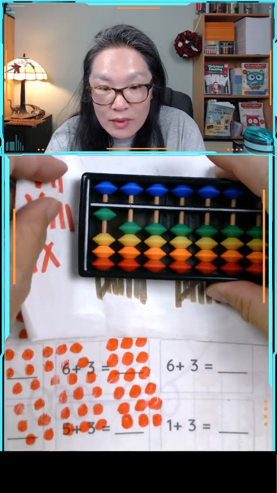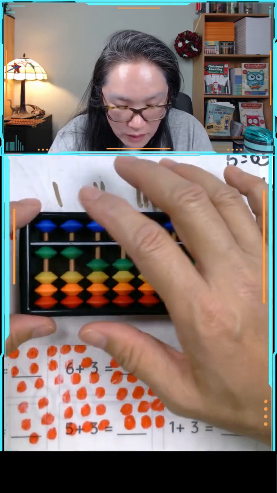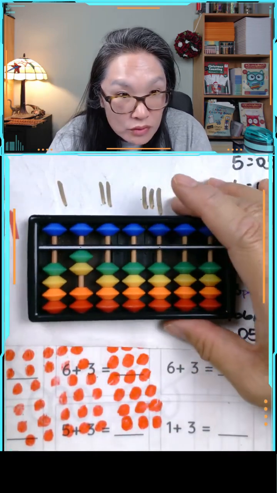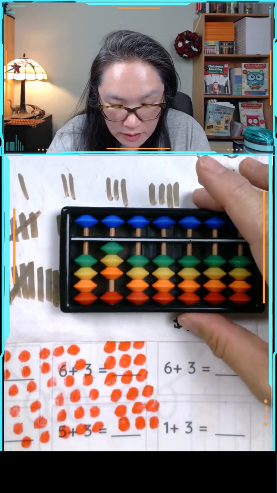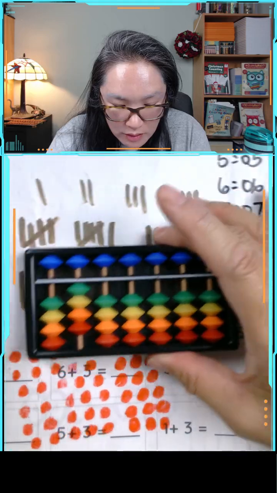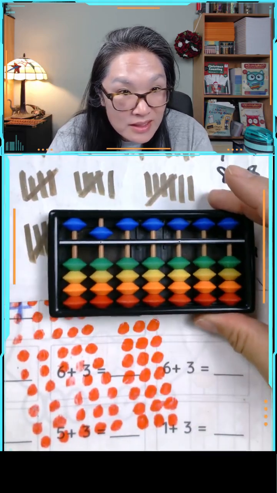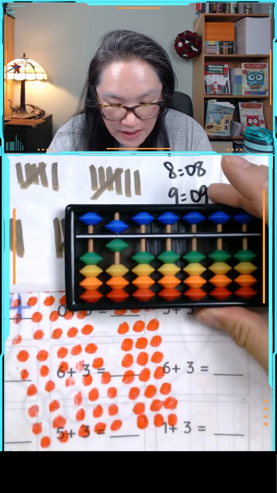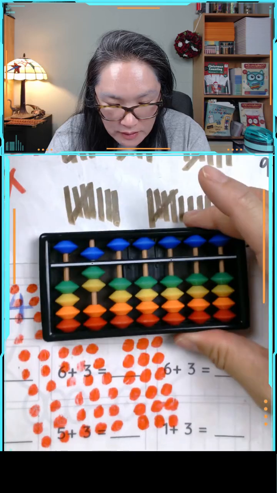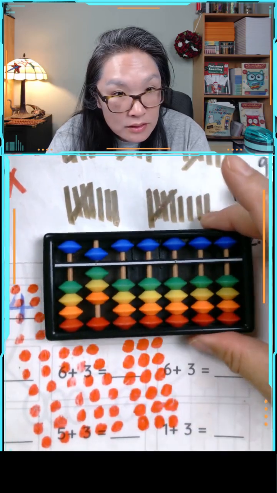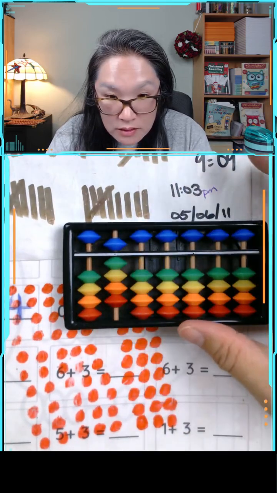You could do the tally marks, right? 1, 2, 3, 4, 5. 5 has a slash. 5, 6, 7, 8, 9, and then 10.